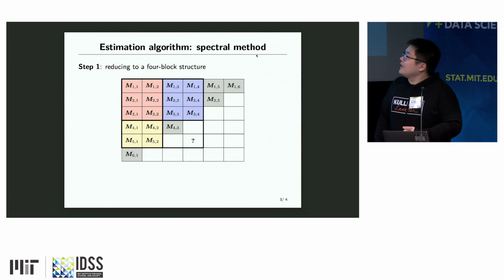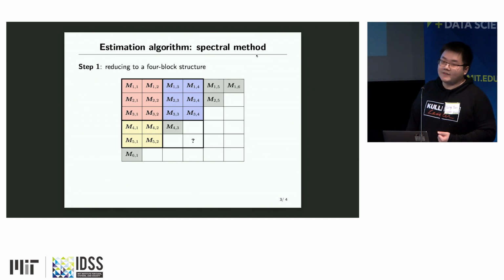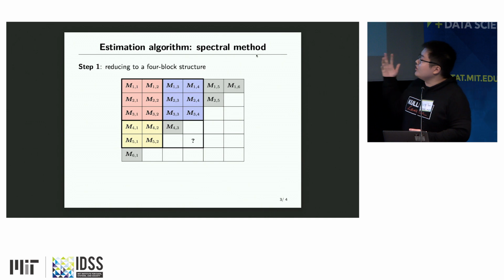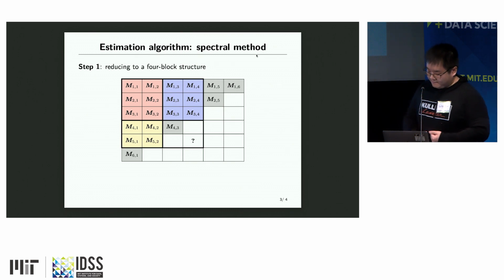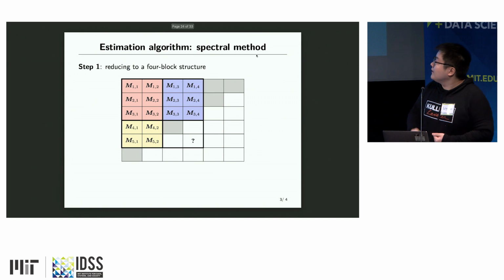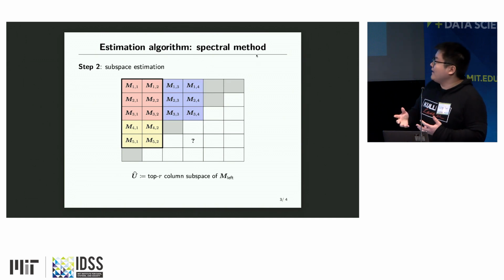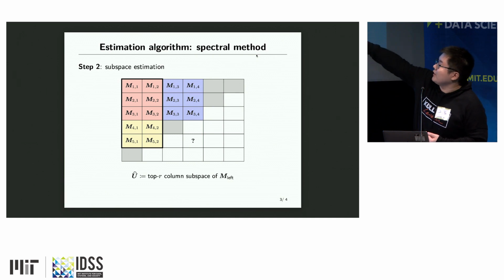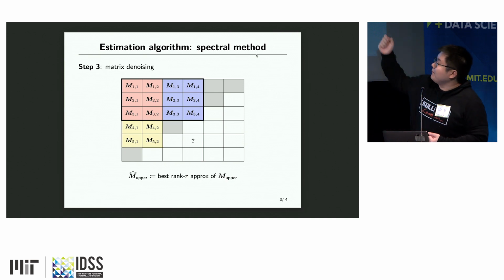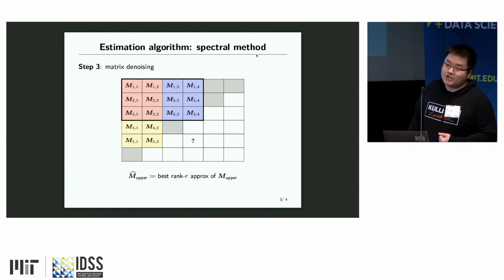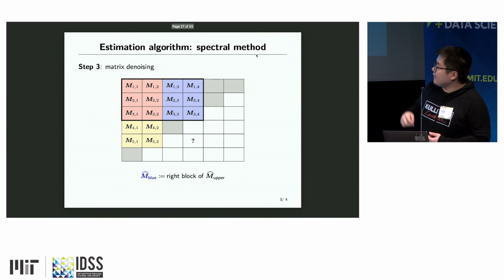Our proposed method first partitions the observed outcome matrix into blocks. To estimate each of the missing blocks, we first reduce the problem to a simple 4-block structure by discarding some unimportant data in the gray blocks, like this. Then we compute an orthonormal basis by computing the top R left singular subspace of this left submatrix M left. Next, we denoise the upper submatrix by computing its best rank R approximation, and we also extract the right block of it, which is in color blue.